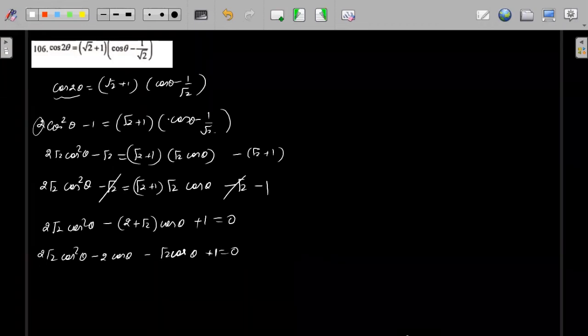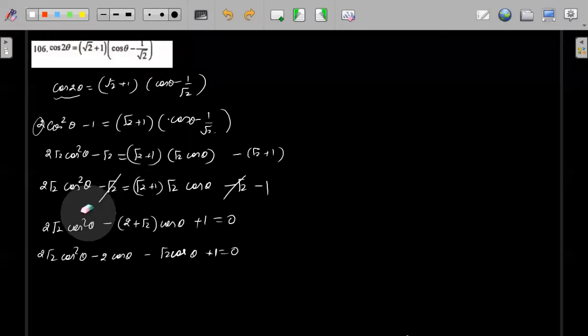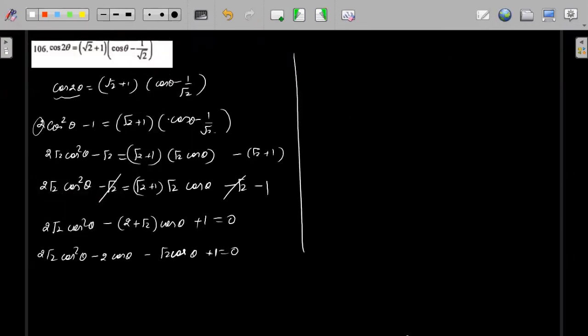Now I will take 2 common. If I take 2 cos theta common, third step, first, second, third. Because I didn't write one step, that is why you are not able to understand, because I didn't show you how to multiply.